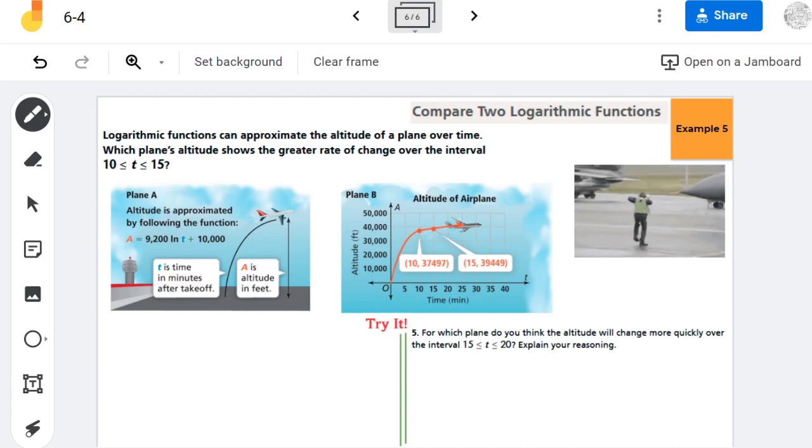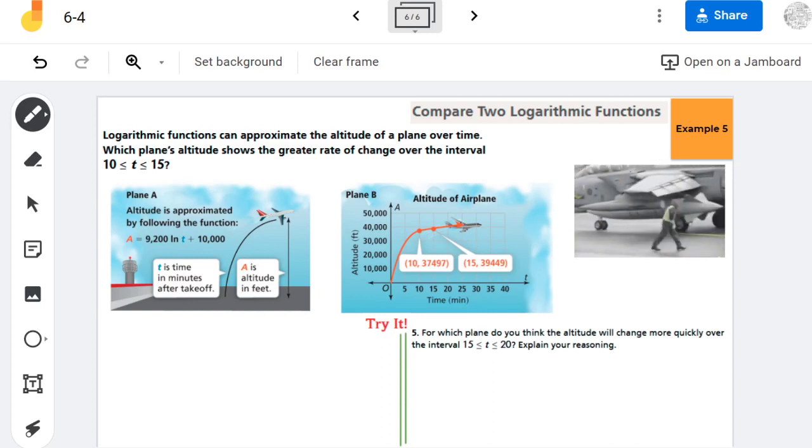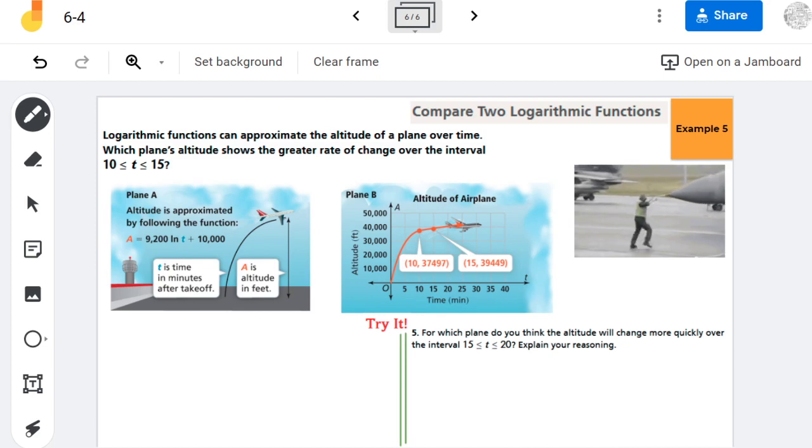In today's video, I'm covering example 5 from lesson 6-4 in the SavvasRealize Algebra 2 textbook. The goal of today's video is to compare two logarithmic functions.